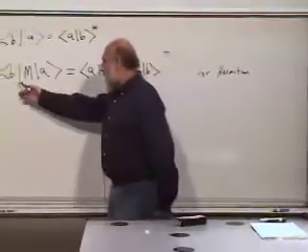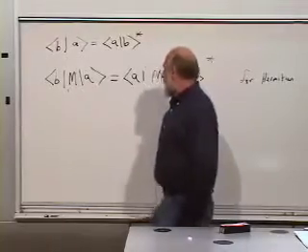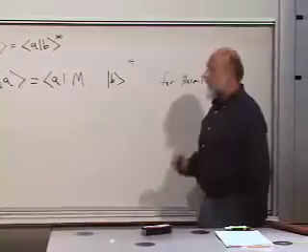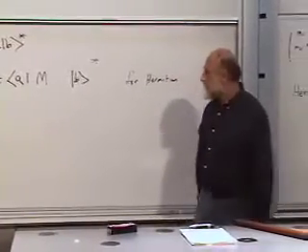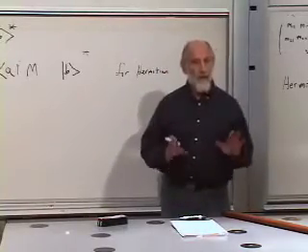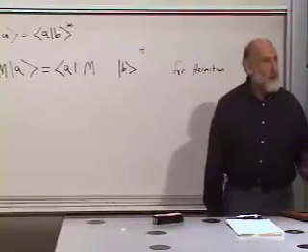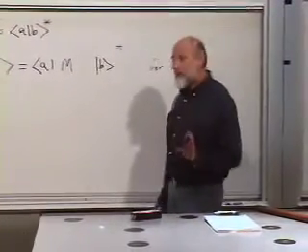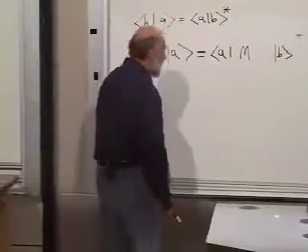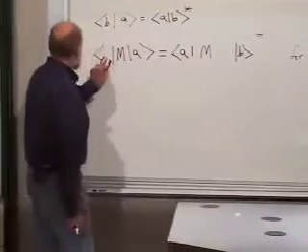This is called a matrix element. This is called the BA matrix element of M. The BA matrix element of M is the same as the AB matrix element of M, complex conjugated. Okay. Now, one last thing that will make the point for you. If A and B happen to be the same vector, so now let's let B equal A.